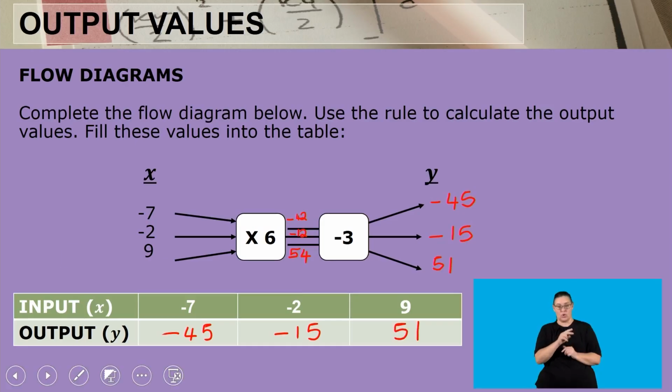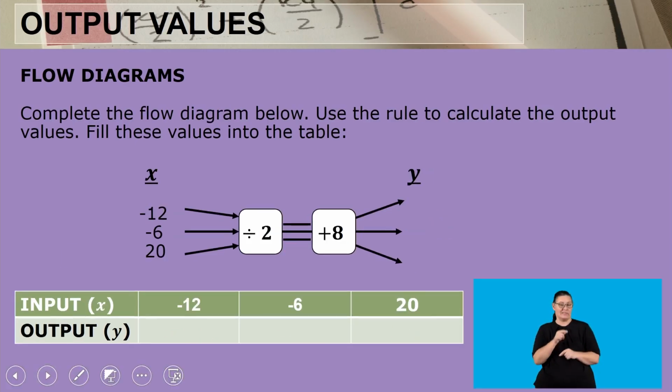Let's look at the next flow diagram. So here we have, again, 2 steps that our input values are going to go through. Let's write our output values. So -12 divided by 2, that is going to be a -6. Now from that -6, we are going to add 8, and that gives us a +2. So when the input value is a -12, the answer is a +2. What about -6?